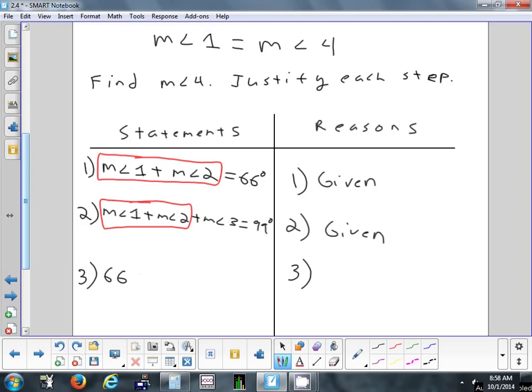So 66 plus the measure of angle 3 equals 99. And the reason was substitution. Just the substitution property. There's no of equality there. Just substitution property.